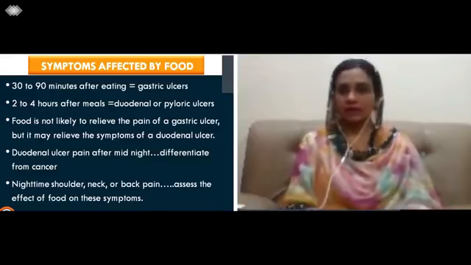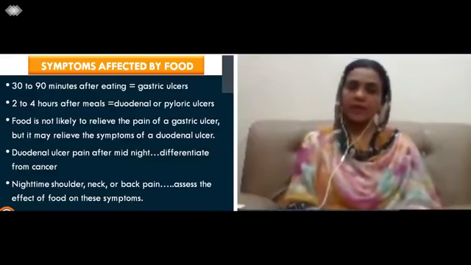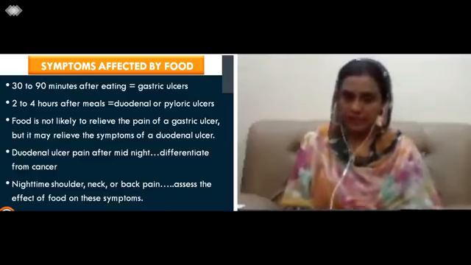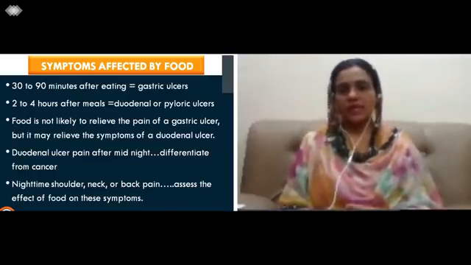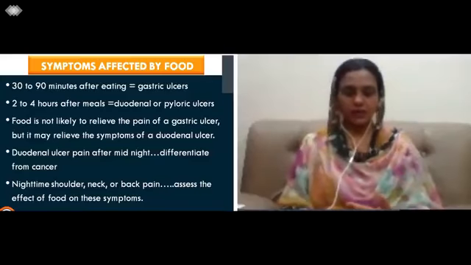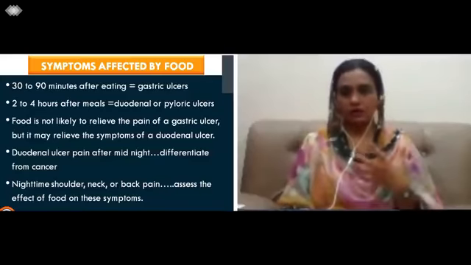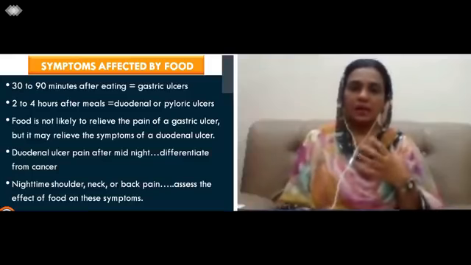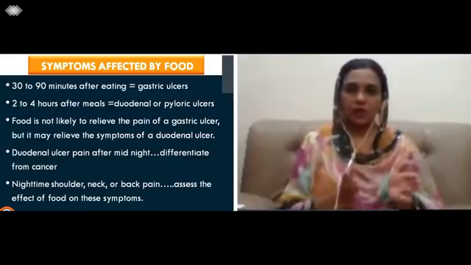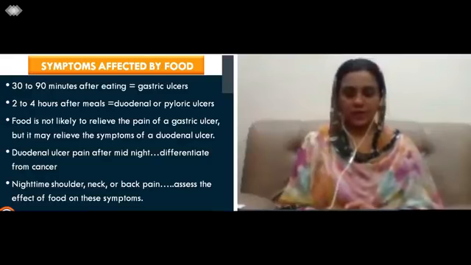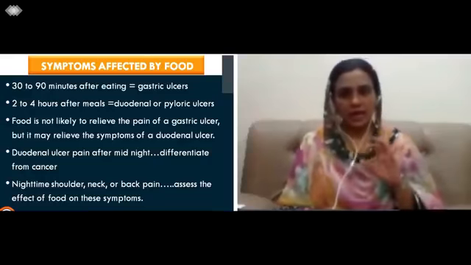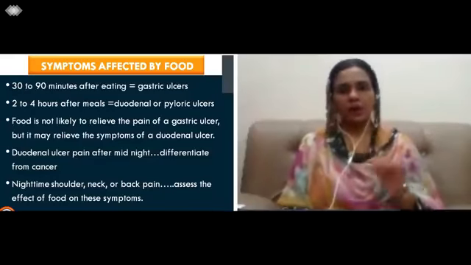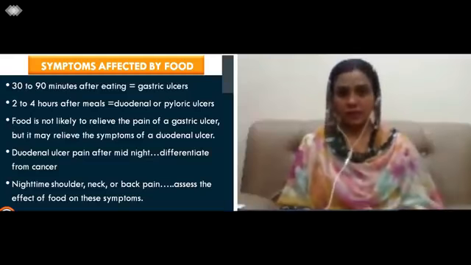The other way to state it is that food will not relieve the pain of a gastric ulcer, but on the other hand, it may relieve the pain of a duodenal ulcer. When the pain of the ulcer is relieved by food, it is because when that part of the GIT is empty, your gastric juices will act on the walls and that will cause the symptoms, burning sensation and pain. But when the food is there, most of the time your gastric juices will act on the food, and that's how the food can help to relieve the symptom.